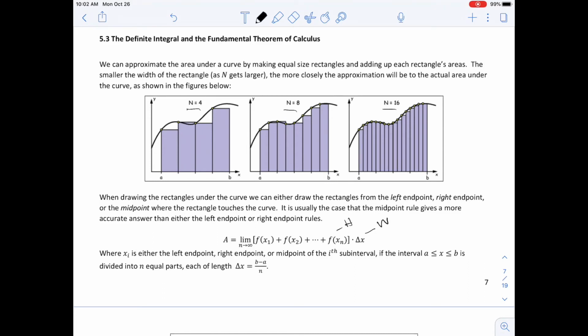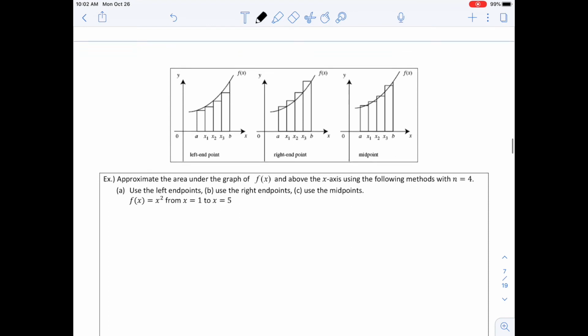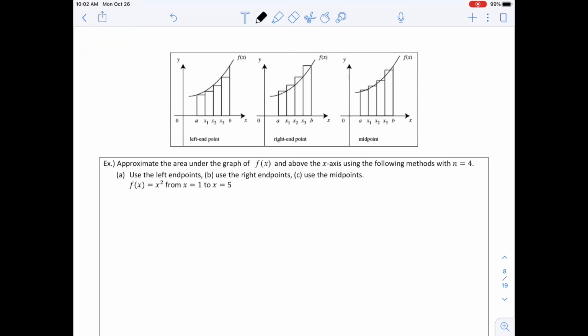And so it says where x of i is either the left endpoint, the right endpoint, or the midpoint of the ith subinterval, if the interval from a to b is divided into n equal parts, each with a length of delta x. On the next page, you can see the left endpoints, the right endpoints, and the midpoints all shown in the diagram. So to find the area approximation, you're going to add up the area of each rectangle, which again is going to be length times width, which is what we learned in algebra class or even before that.